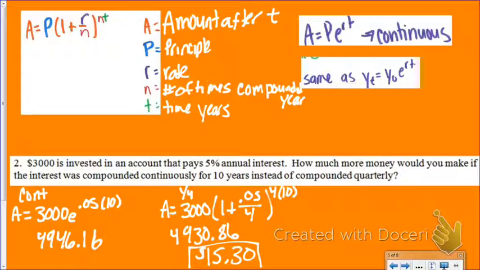Alright, so we're going to look at a couple different examples of these growth and decay questions in class. So be ready to work on some more problems the next 2 days.